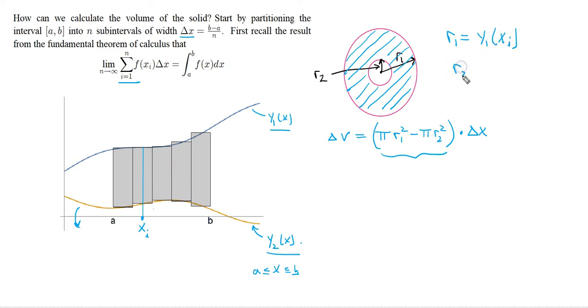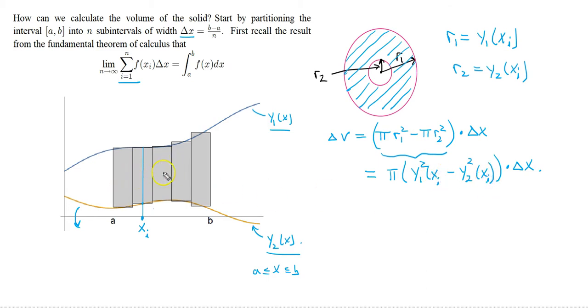And the R2 would be the distance from here to here. Well, that's just going to be y2 of xi. And so we see that the volume of that washer that we had drawn over here is given by this. So that's the volume of that washer. And I should have little xi's right here.